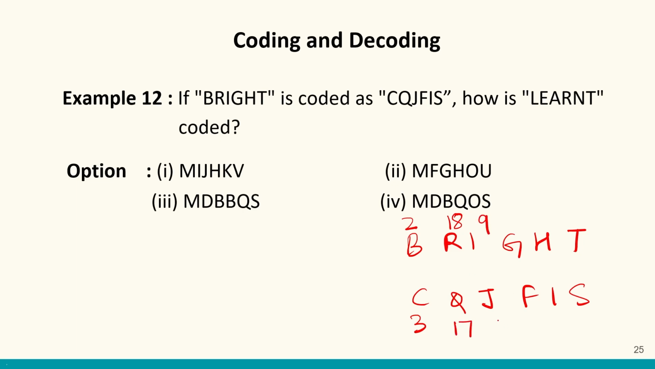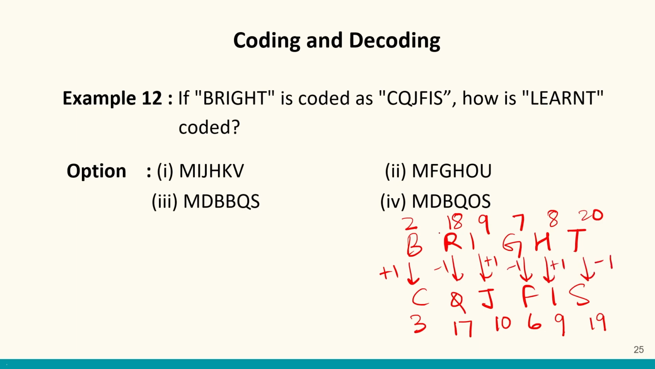I is positioned 9, J is positioned 10, G is positioned 7, F is positioned 6, H is position 8, I is position 9, and T is position 20, S is position 19. So here I can see it's a plus 1 situation. Here minus 1, plus 1, minus 1, plus 1, and then again minus 1. So all the odd positions, first place, third place, and fifth place is moving one position forward. And all the even positions, second place, fourth place, and sixth place is going one position backward.